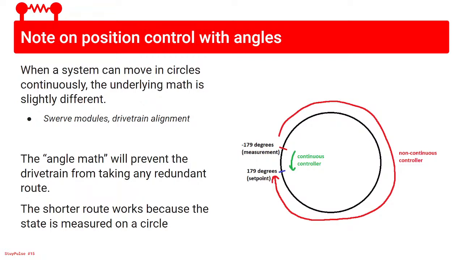But in those cases, you can use angle math, and that'll prevent you from taking a redundant route around a circle. Because if you have 179 degrees as your measurement and 179 degrees as your set point, if you subtract the two and find error, you would end up with 358 degrees, which is the red line. Whereas if you used angle math, which considers the fact that it's on a circle, you just go 2 degrees the other way, and it's the same thing because it's on a circle. So position control with angles is the same thing, it just uses slightly different math to calculate error, and you get better results.